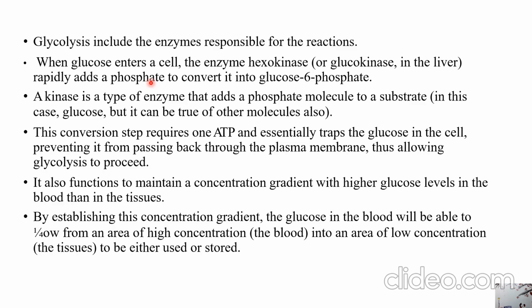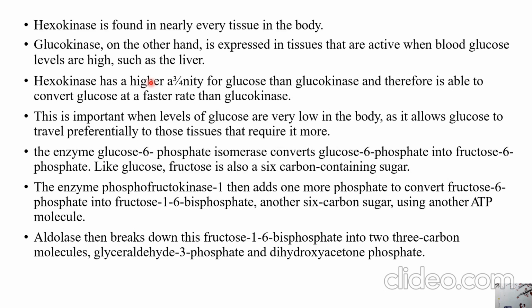Now, by establishing this concentration gradient, the glucose in the blood will be able to flow from an area of high concentration to an area of low concentration to be either used or stored. Now, hexokinase is found in nearly every tissue in the body. Glucokinase, on the other hand, is expressed in tissues that are active when blood glucose levels are high, such as the liver. Hexokinase has higher affinity for glucose than glucokinase and therefore is able to convert glucose at a faster rate than glucokinase. This is important when levels of glucose are very low in the body, as it allows glucose to travel preferentially to those tissues that require it more.